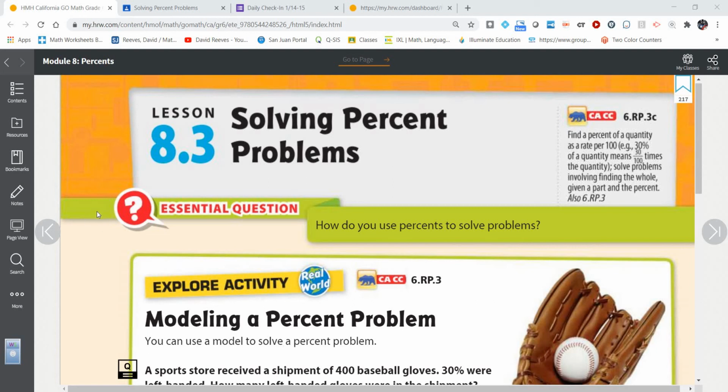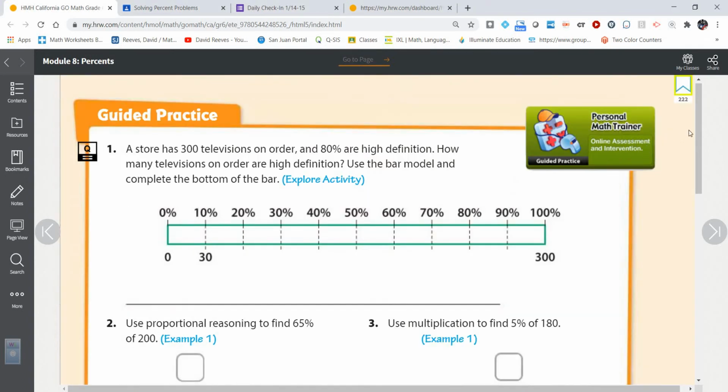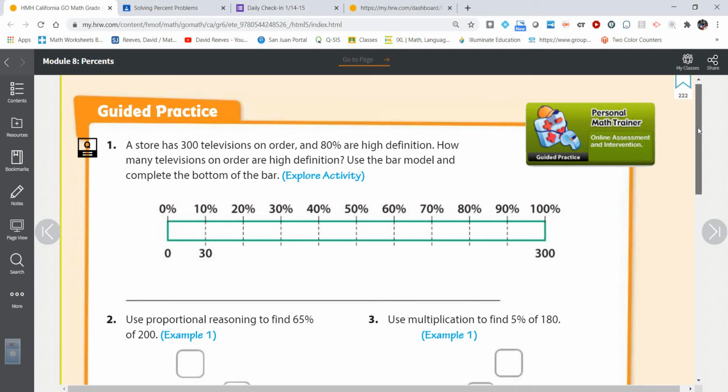Well, hey, everybody, Mr. Reeves back with you as we continue. Actually, this is our final video on lesson 8.3, solving percent problems. I'm going to go ahead now and solve some practice problems from the lesson.